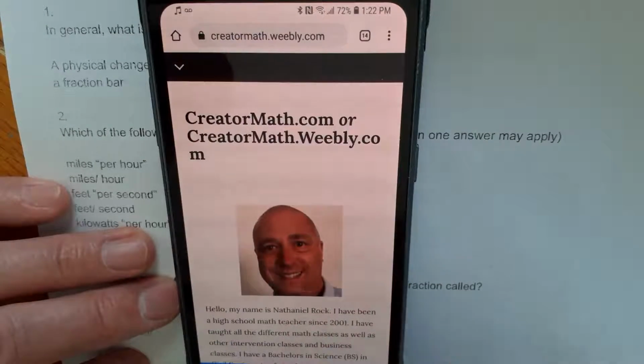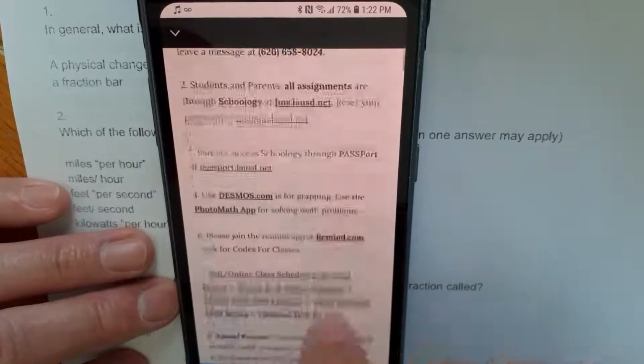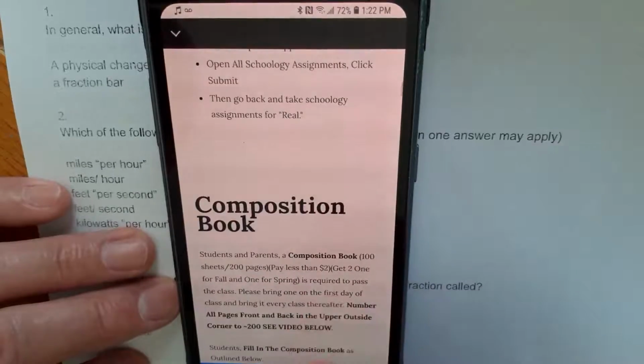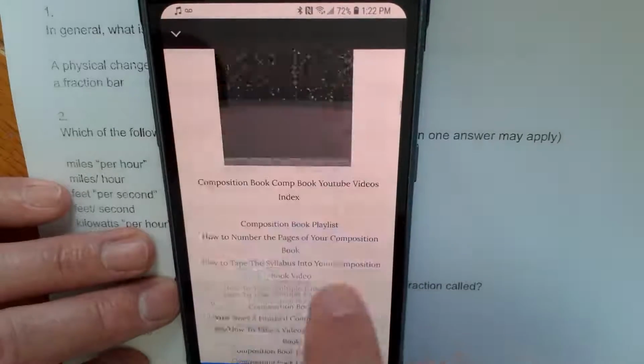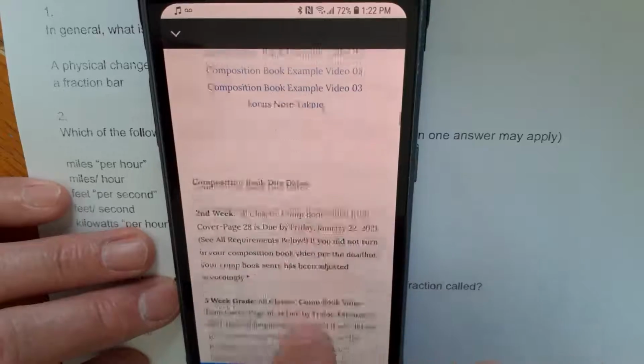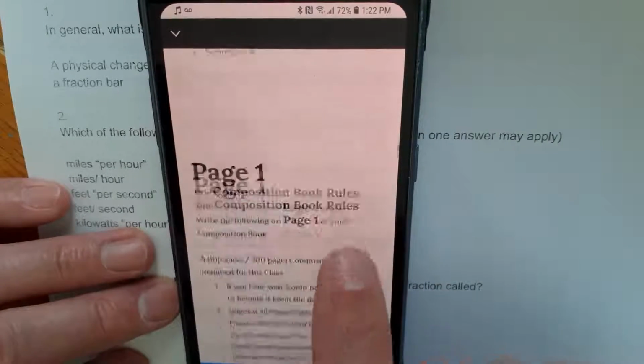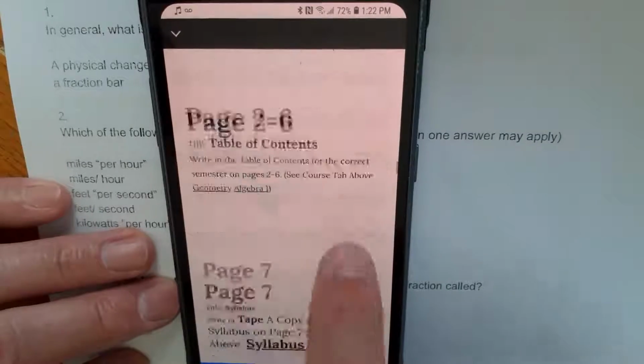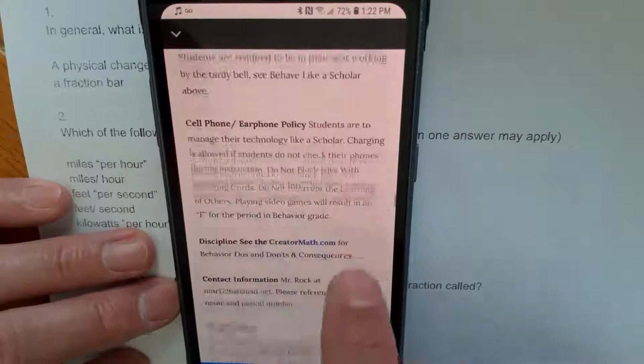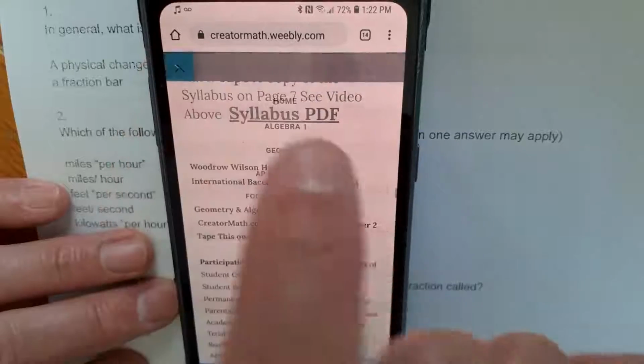All right, under this, if you have any questions about the composition book, please scroll down, find the words composition book, follow all the instructions, watch all the videos, and adhere to the deadlines. Put the right things on the right pages. And you should have a 90 to 100% on your composition book, all right? Here's where the notes are.